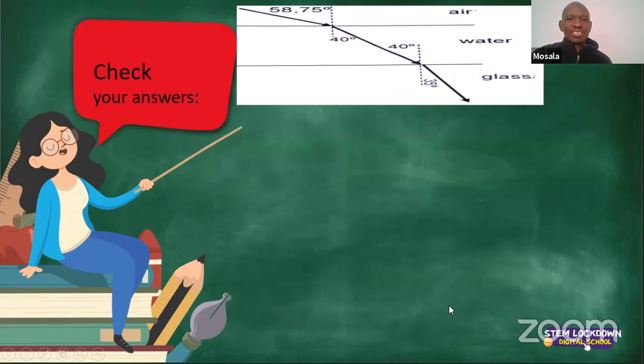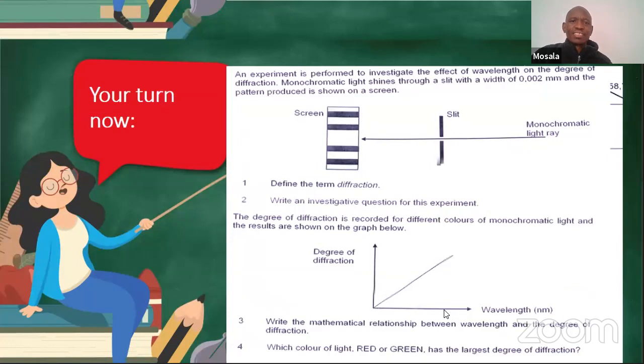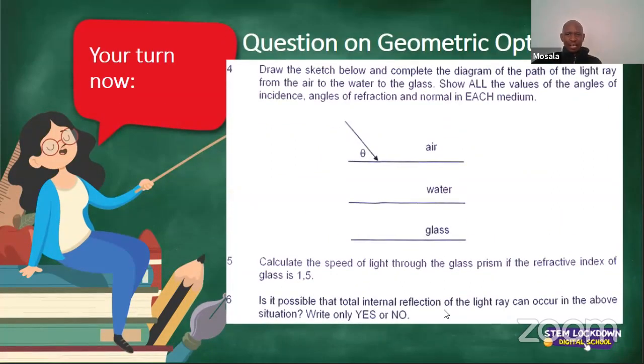Right, let's go to the next question. The next question was: draw the sketch below and complete the diagram of the path of a light ray from air to water to glass. Show all the values of the angles of incidence, angles of refraction, and the normal in each medium. So here we can complete this one. Okay, let's give you 2 more minutes to do this one, and then we'll take it from there.